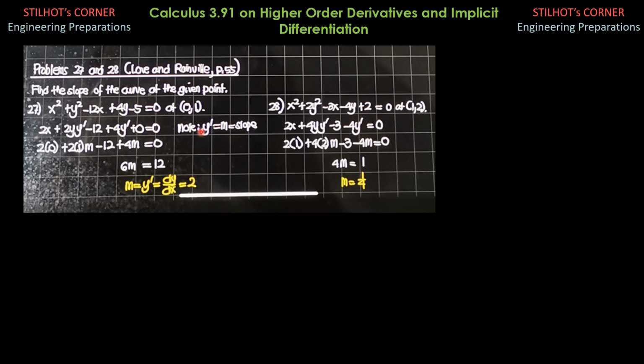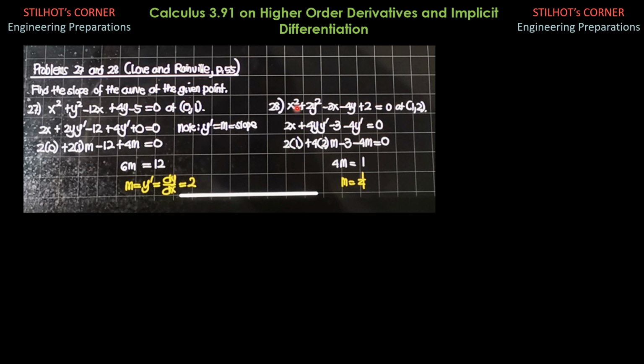So we note that y prime is m, the slope. Replacing y prime by m and substituting the values of x and y, (0, 1): 2 times 0 plus 2 times 1 times m minus 12 plus 4m equals 0. 2m plus 4m is 6m. Then negative 12 to the right, so 12. So m therefore is 12 over 6, and that is equal to 2. 12 over 6 is 2.